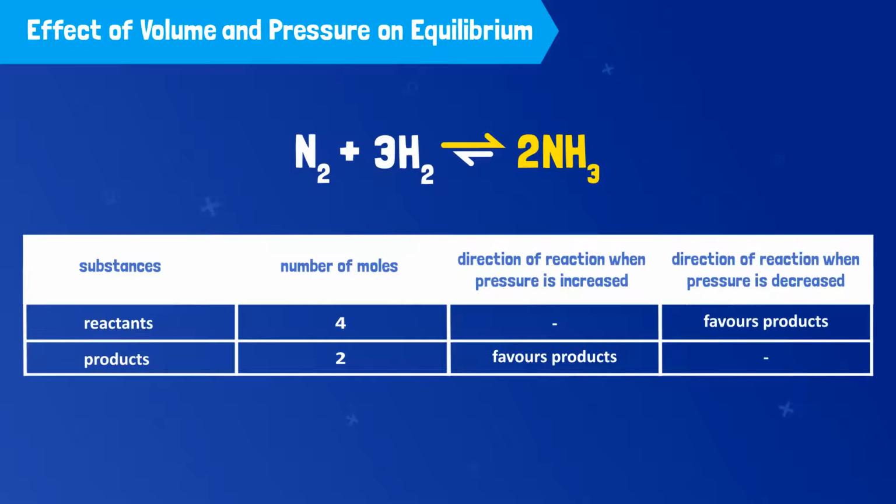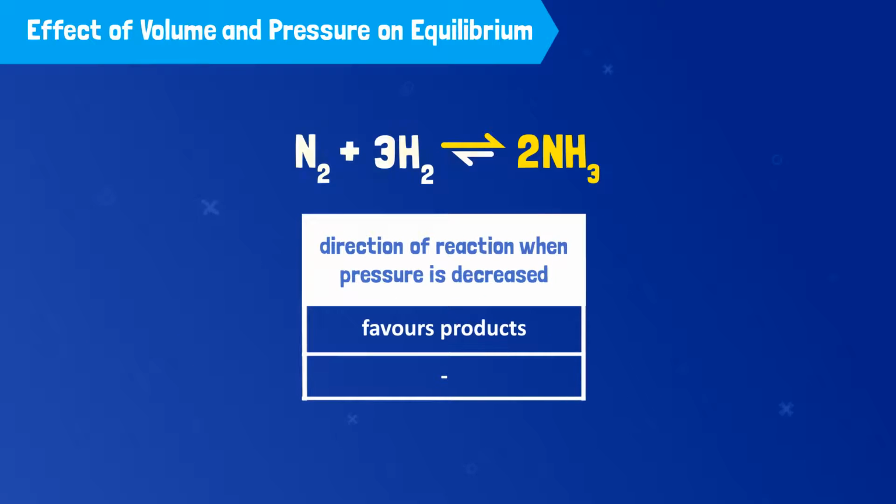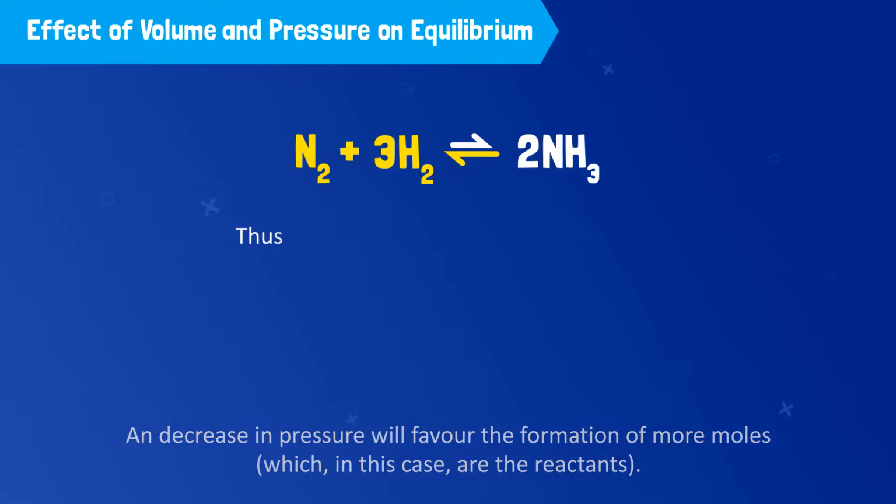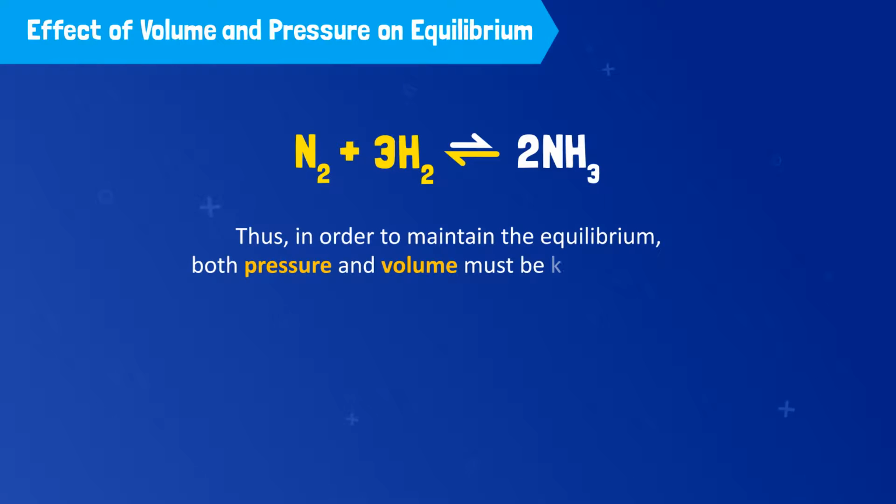Conversely, when pressure is decreased, the position of equilibrium shifts in a direction that favors the formation of more moles in order to increase the pressure again. Therefore, in this example, a decrease in pressure will increase the formation of reactants. Thus, in order to maintain the equilibrium, both pressure and volume must be kept constant.